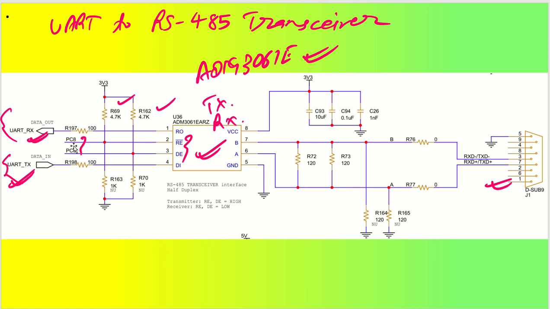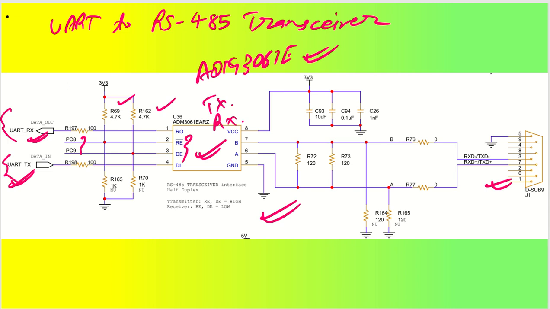Okay, and in that case what will happen? PC8 and PC9 will be low, so that they get enabled as receiver, and UART RX will start giving you the data out to your UART RX pin. So this is a very good understanding of the RS485 transceiver.